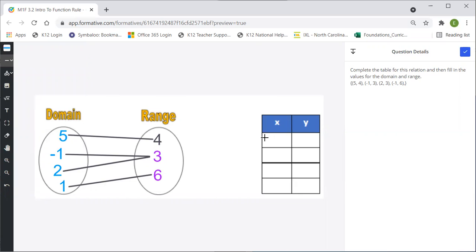Table is slightly easier. We have 5, and if you would like to put them in order, you can, but you do not have to. -1, 2, and 1. And on the other side, we have 4, 3, 3, and 6. Okay, so here we can see our mapping and our table for that set of points. Hey, remember, those x values are domain and your y values are your range.